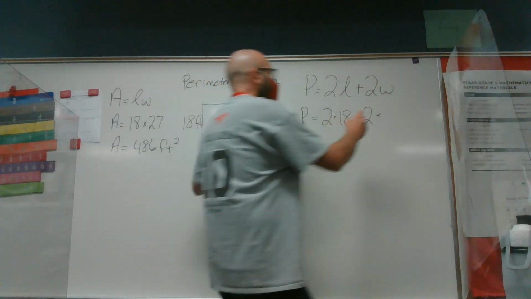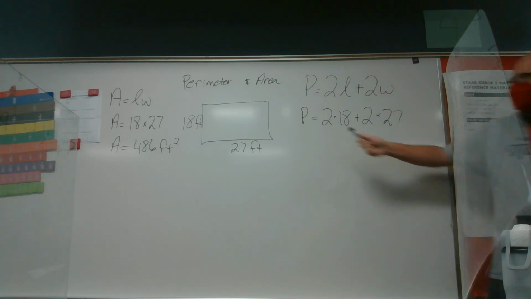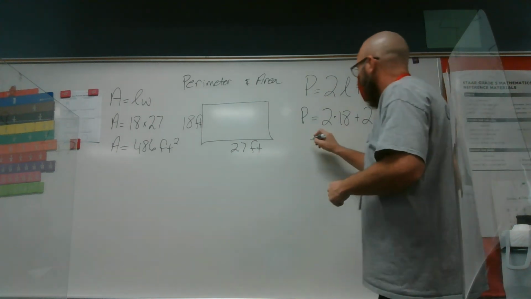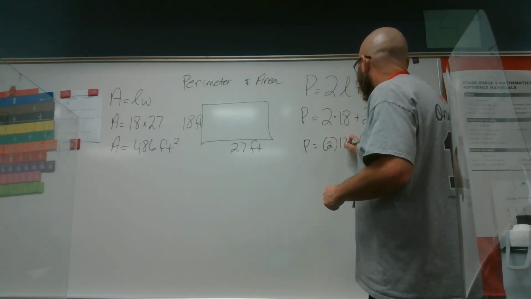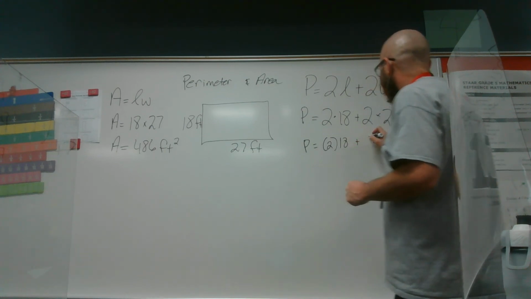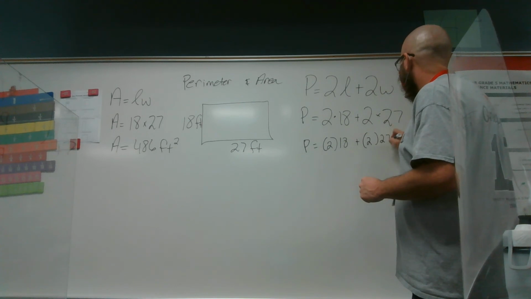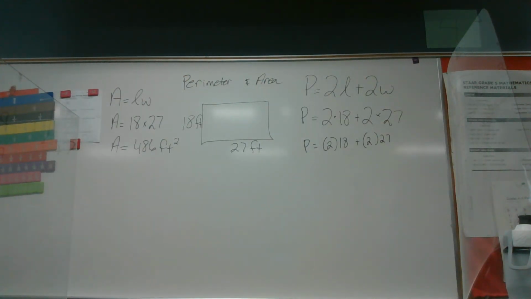27. Wait a minute, Mr. McMurdo. I have a question. What does that little dot mean between them? That's the same as saying multiplication. I could also write it: perimeter equals 2(18) plus 2(27), or 2 times 18 plus 2 times 27. Okay, different ways to show multiplication. If you have a number next to the parentheses, that just means you're multiplying what's in the parentheses.